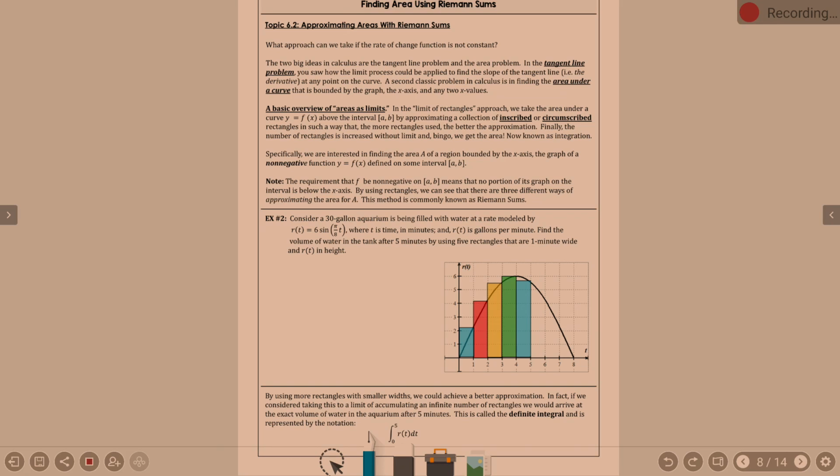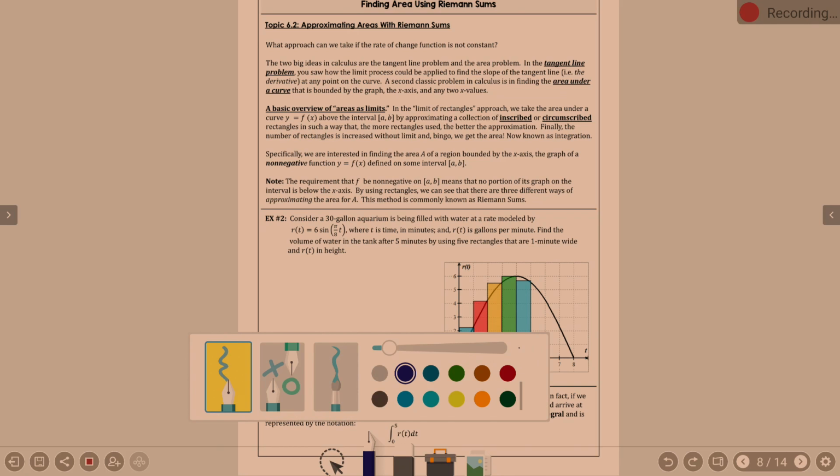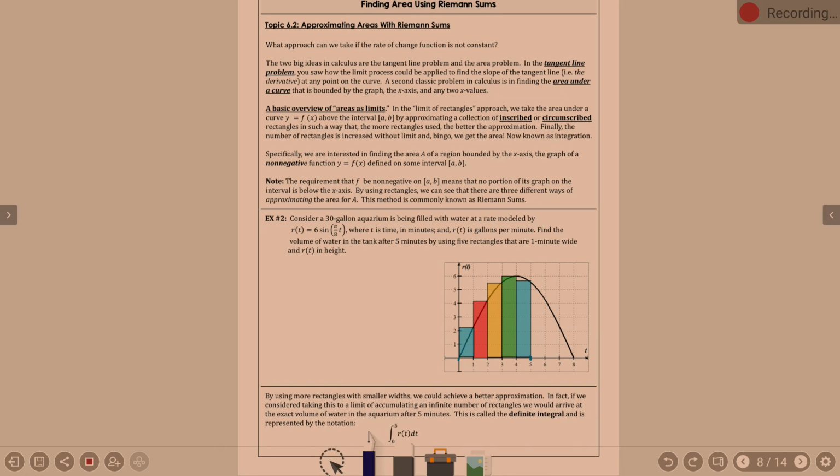We want the volume of water in the tank after 5 minutes, so we're going from 0 to 5, which is why you don't see any rectangles past that. Does that mean at 5 it was fully filled? No, because we're trying to figure out how full it is at 5 minutes. It's not necessarily fully filled, but we're just going from the interval from 0 to 5. And we're going to use these 5 rectangles. So basically, we have to find the area of each of the rectangles and add them up.